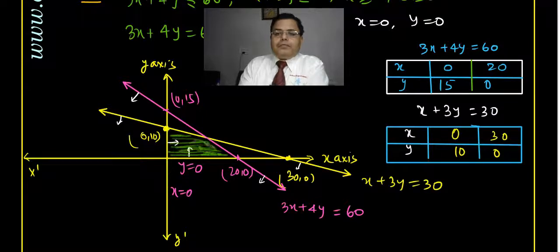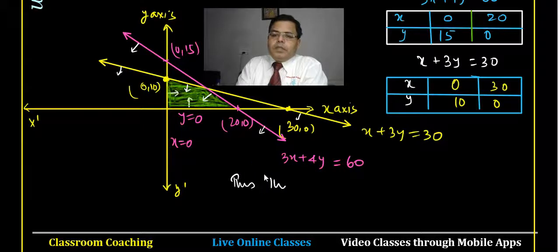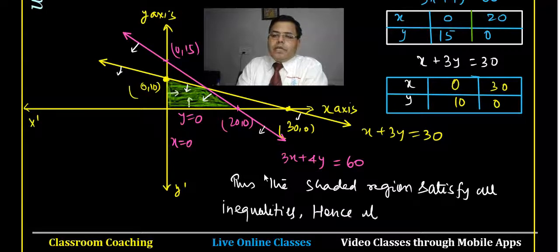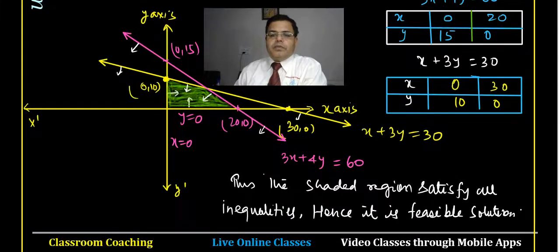Thus the shaded region satisfies all inequalities, hence it is a feasible solution. Right? Okay. So this is the question which is given here.